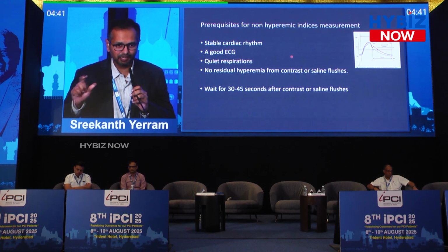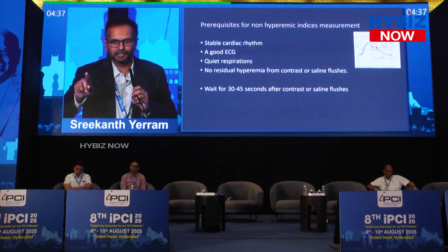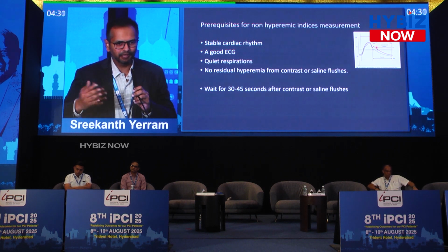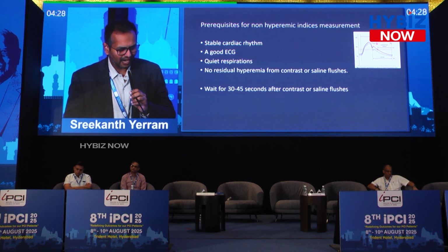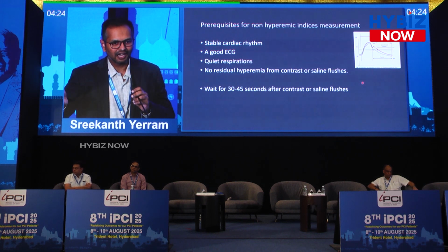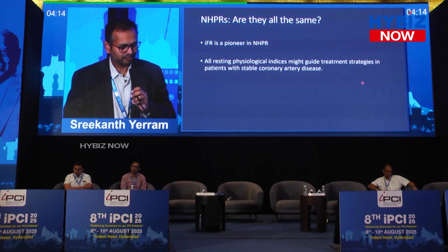But if you want to do these measurements, what do you need? You need a stable cardiac rhythm, because you want a good cardiac cycle which is reproducible. Every QRS should be similar, so you need a stable cardiac rhythm and a good quality ECG. The patient should not be breathing a lot, good respirations, and there should not be any hyperemia. If you have done FFR and you want to do IFR after FFR, you need to wait for 40 seconds to 1 minute until the hyperemia subsides. So these are all prerequisites for doing a good IFR or RFR.